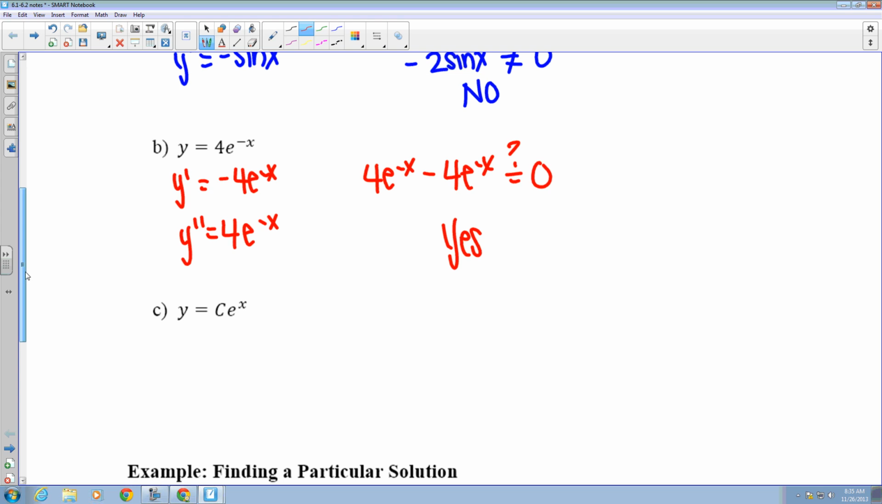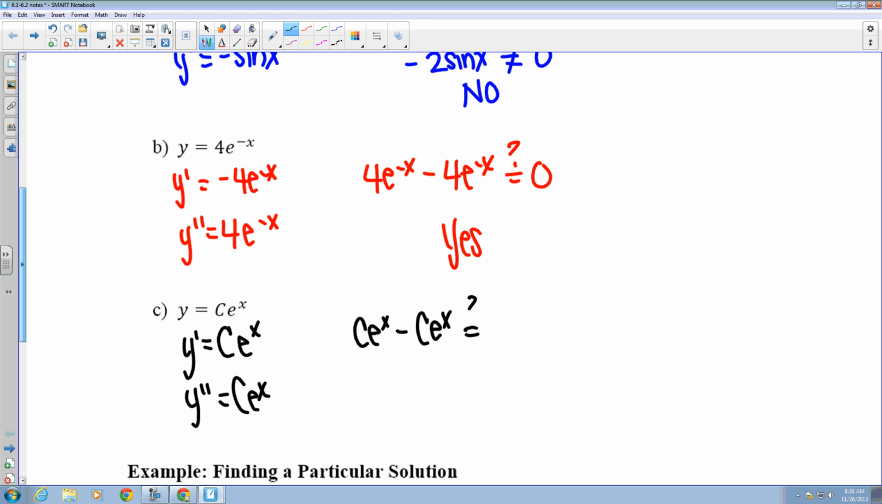And c, y equals ce to the x, where c is just a constant. Y prime is ce to the x, and y double prime is also ce to the x. So y double prime minus y is equal to 0, yes.